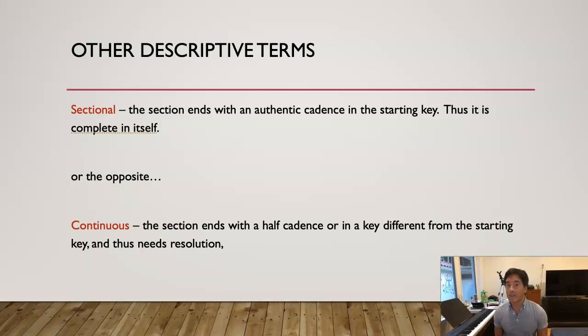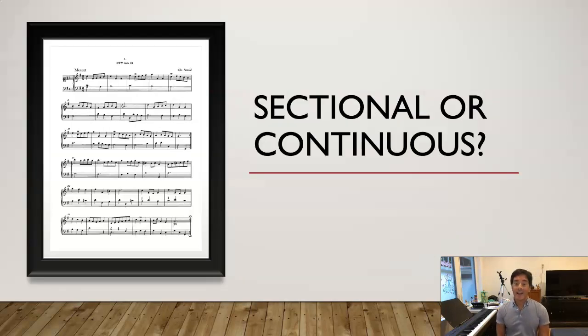You wouldn't end a piece on a half cadence normally, very rare. You certainly wouldn't end it on a deceptive cadence. So we call those continuous because the music still has to resolve. Let's take a look at a short piece of music. And I'm going to ask you, you will recognize this, is this a continuous or sectional binary form?